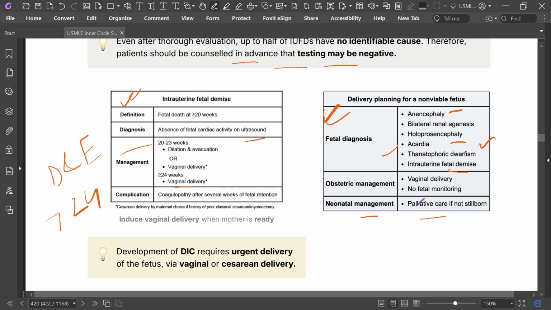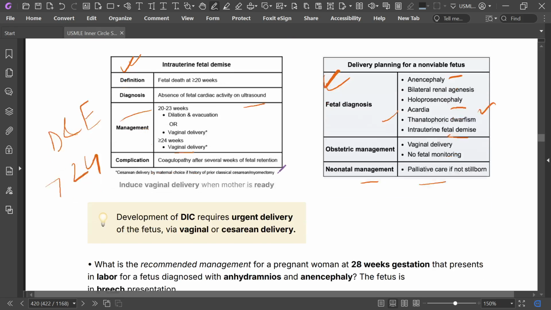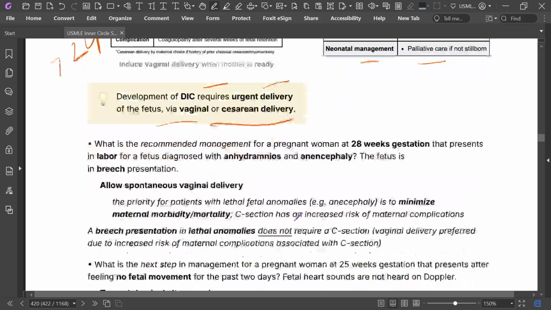Neonatal management is palliative care if stillborn. So for intrauterine fetal demise, remember: at 20 to 23 weeks, dilatation and evacuation or vaginal delivery. If more than 24 weeks, vaginal delivery. Coagulopathy can occur after several weeks of fetal retention. Cesarean delivery can be done if the mother wants. Development of DIC requires urgent delivery of the fetus via vaginal or cesarean delivery.